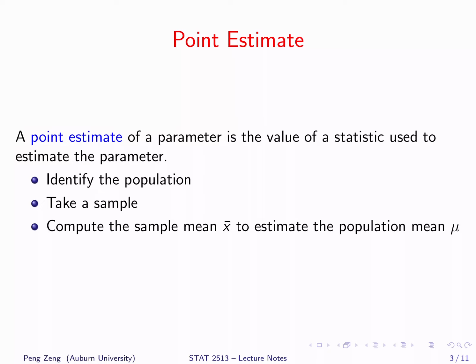Let's summarize it. In order to find a point estimate, we first need to identify the population. Next, we need to take a sample. Compute the sample mean x bar and use it to estimate the population mean mu. Right now, we discuss the point estimate of the population mean. Later, we will discuss point estimates of other parameters, for example, point estimate of the population standard deviation.